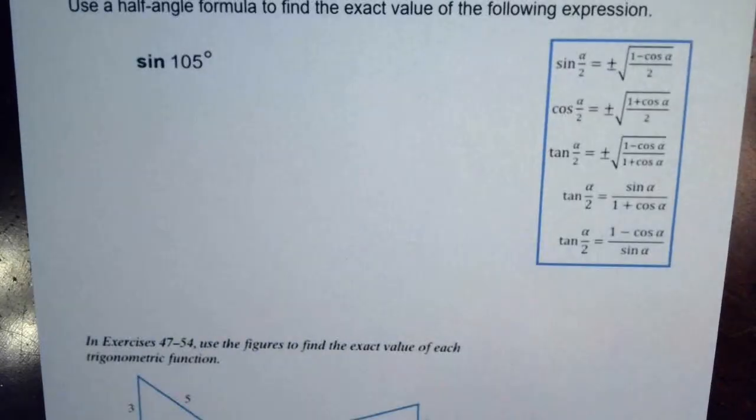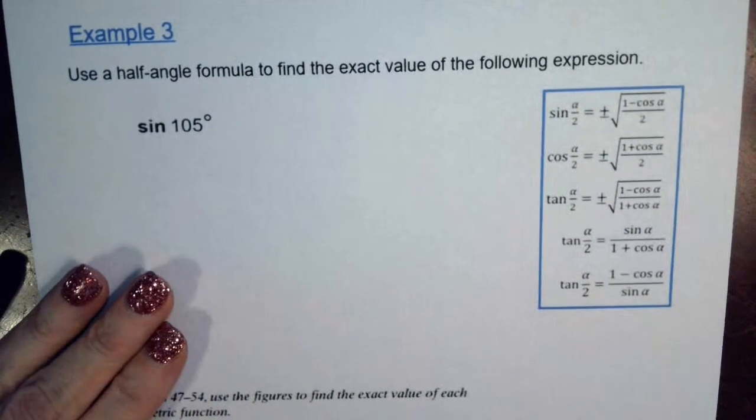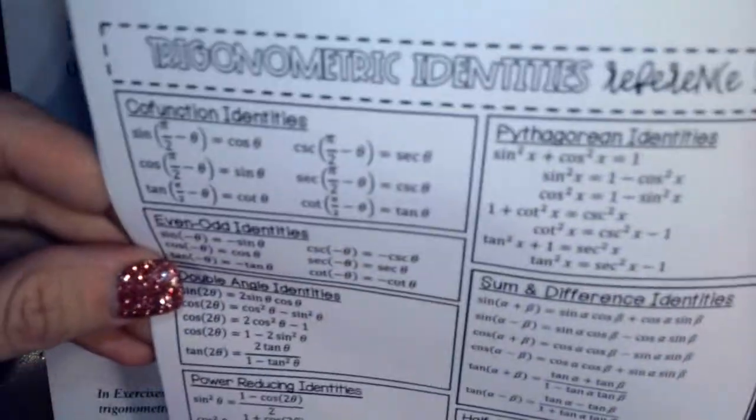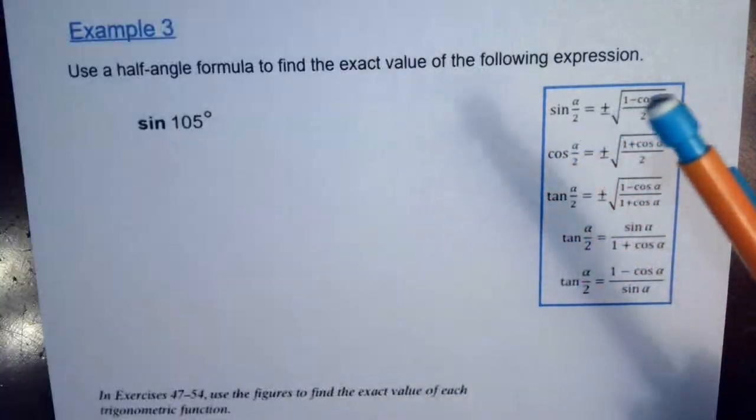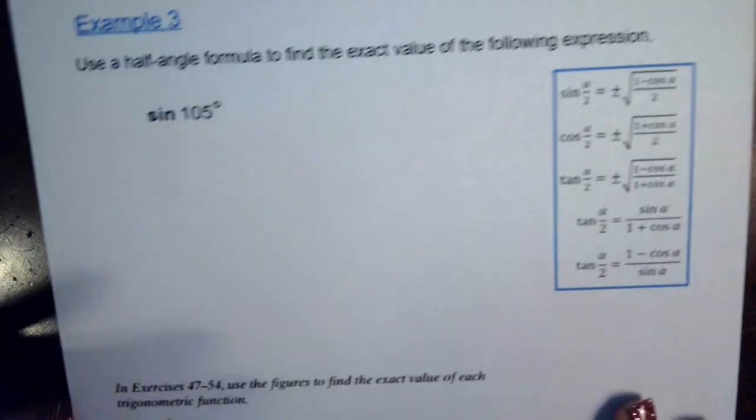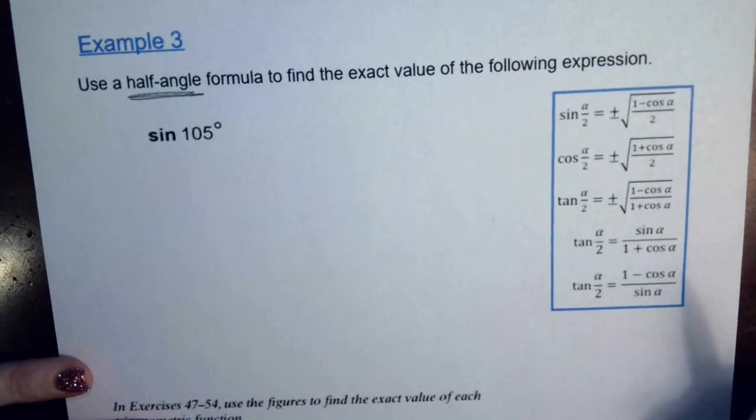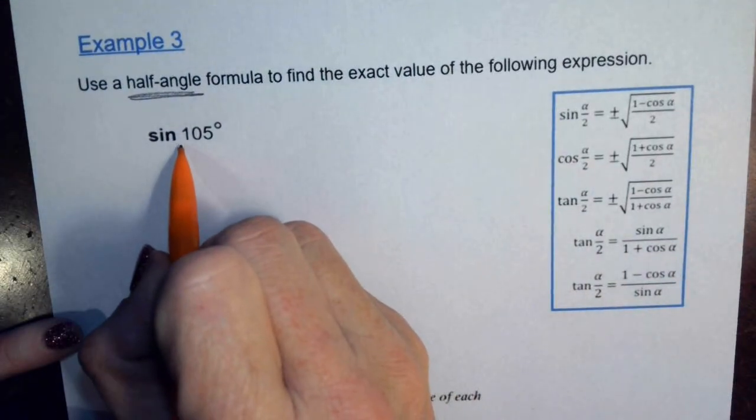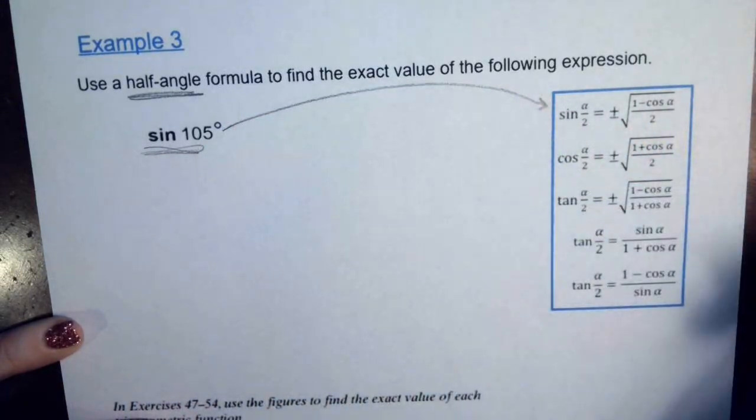Okay. All right. Looking at example 3. This one is using a half angle. So now we're going to the half angle formulas. So this is going to be over here. Looking at your sheet, it is the third box on the right. But again, those are all right here just for reference so that you can see them. So it says use a half angle formula. That's kind of giving you context clues: use that. So that means I'm using sine of 105, so I'm going to use that sine formula.